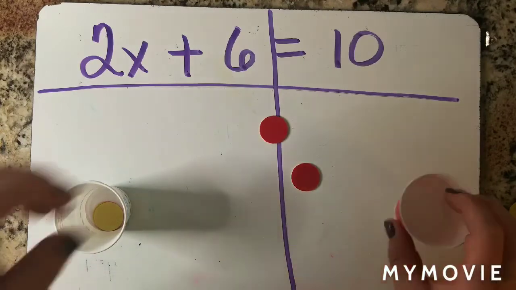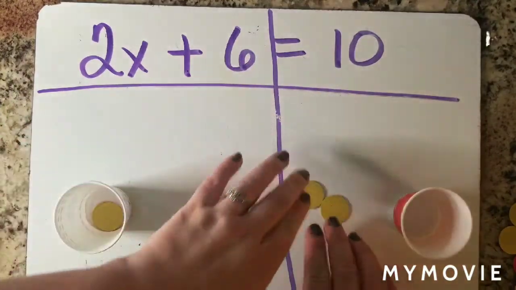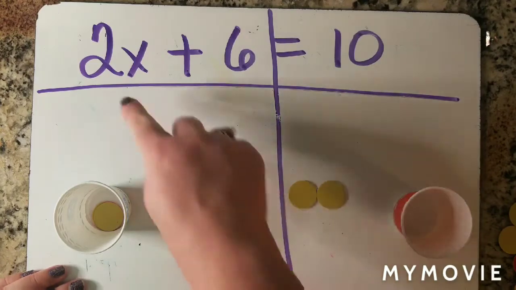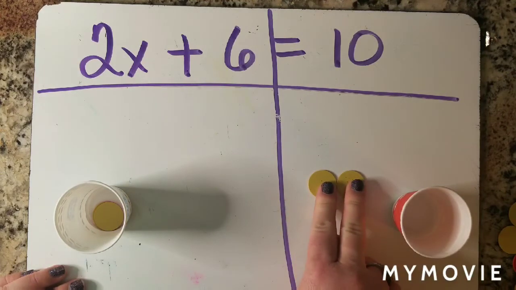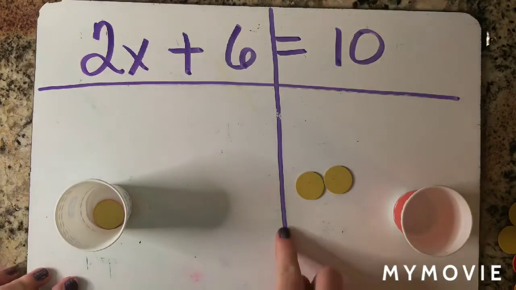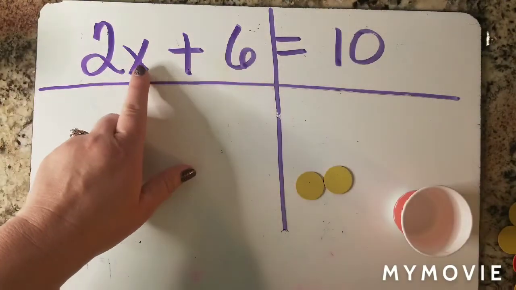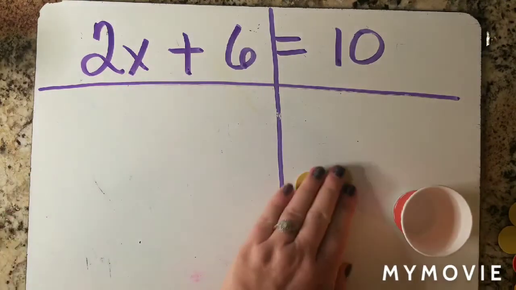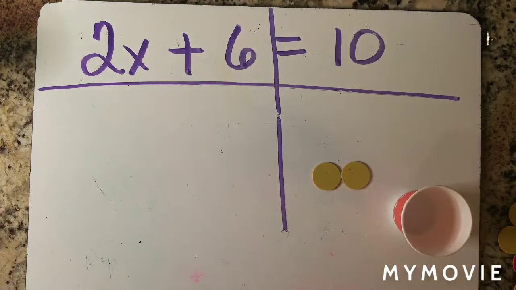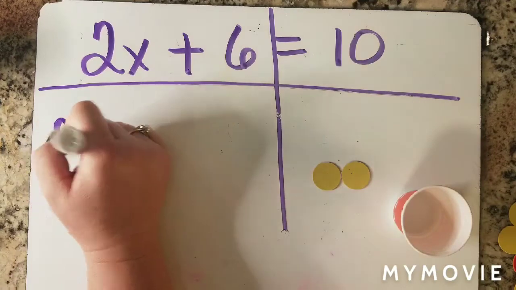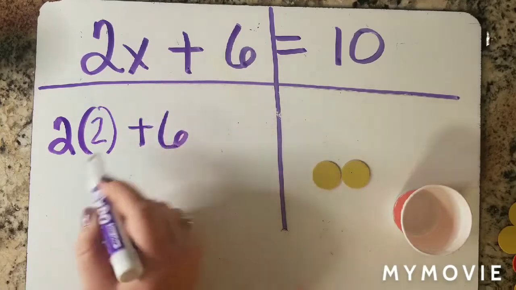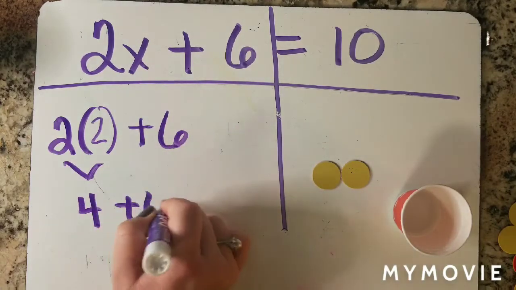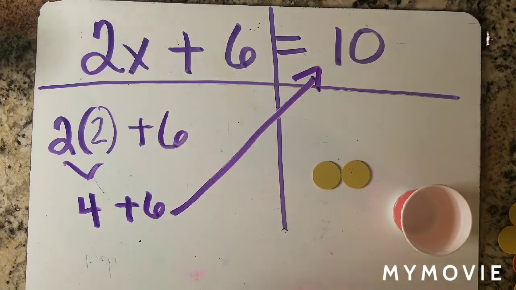So when I dump this out, they were positive. I have 2 yellows. So 2x plus 6 equals 10. X is equal to 2. So in other words, if I go back and substitute 2 for x, because now I know that x is equal to 2, 2 times 2 plus 6. 2 times 2 is 4, and 4 plus 6 is 10. Then I know that my answer is correct.